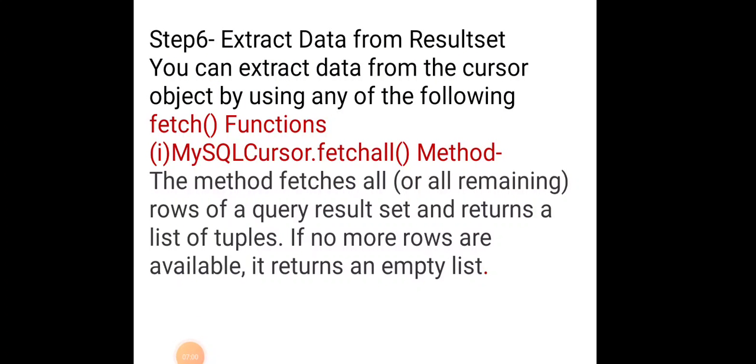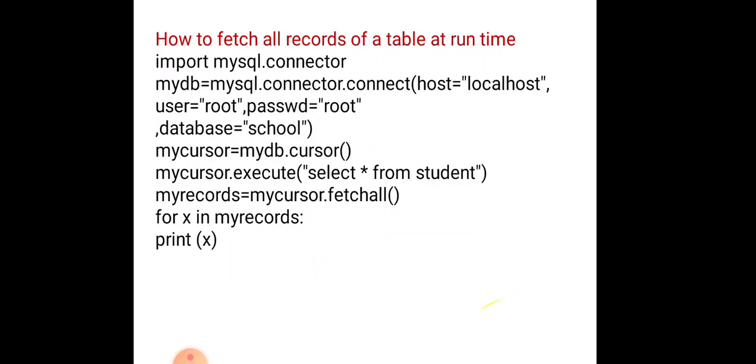Now step 6. For extracting data from the result set, you can extract data from the cursor object by using any of the functions. First is the fetchall method. This method will return all the rows from the result set in the form of a tuple containing the records. If no more rows are available, it returns an empty list.